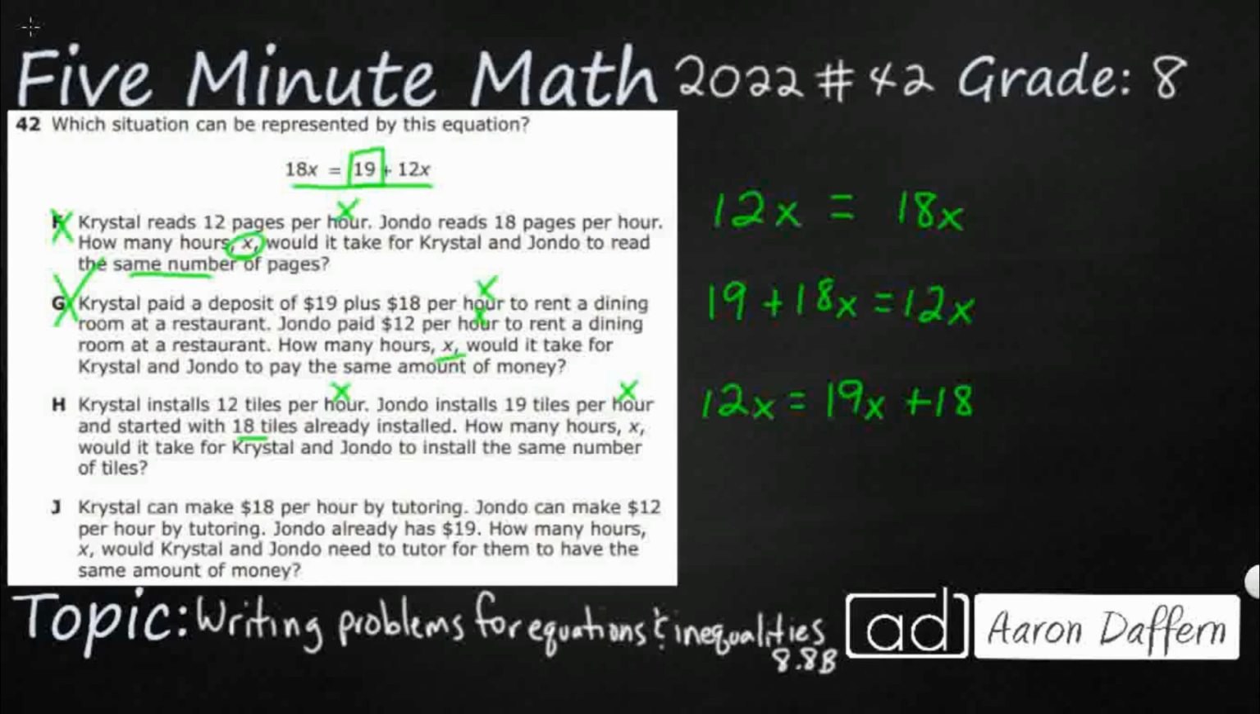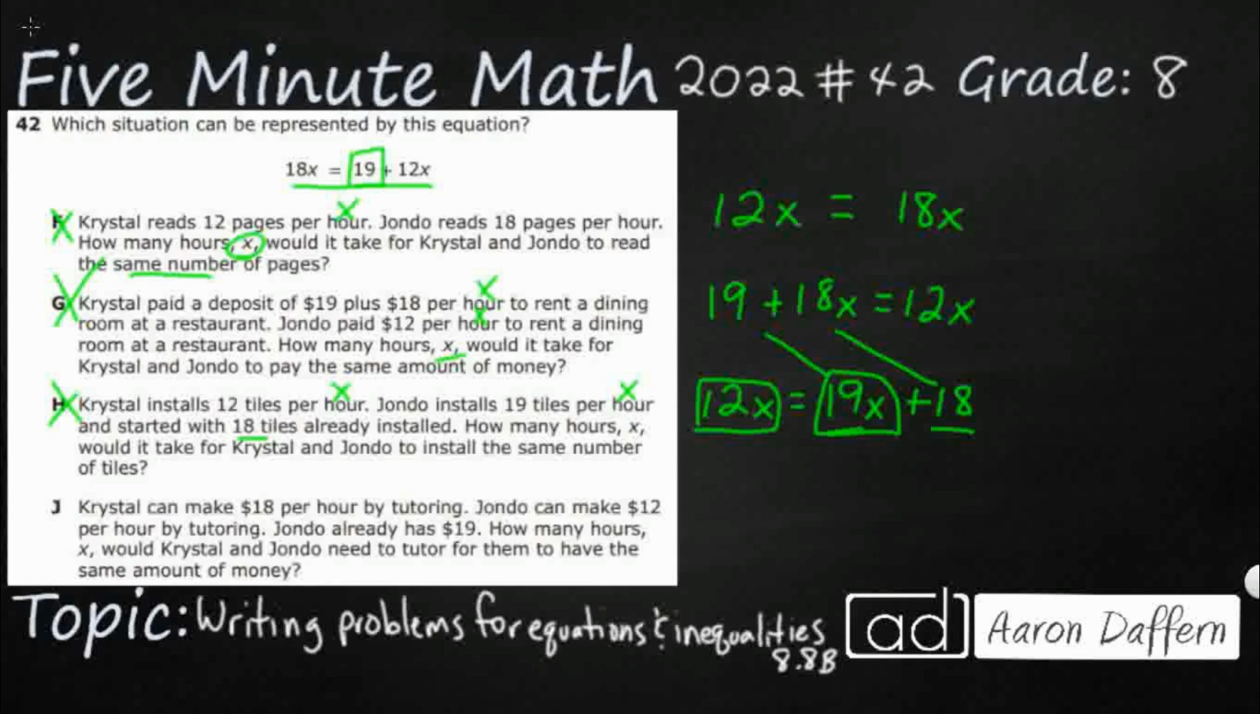Once again, take a look at this. You're never going to catch up this 12x to this 19x because the 19x is being multiplied, obviously, by 19 rather than 12, and you've already got an 18 tile head start. So both of these are very similar. They just swap the 18 and the 19. So F, G, and H, neither of them look good. Let us hope that the answer is J.